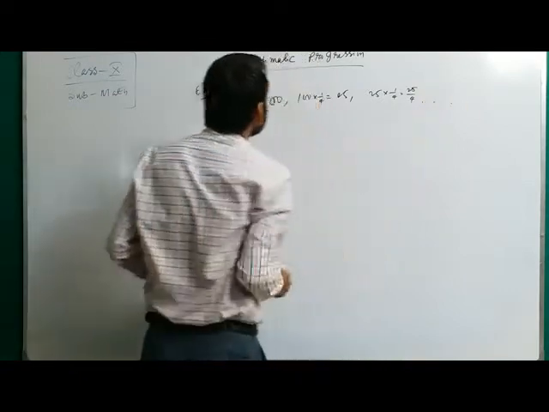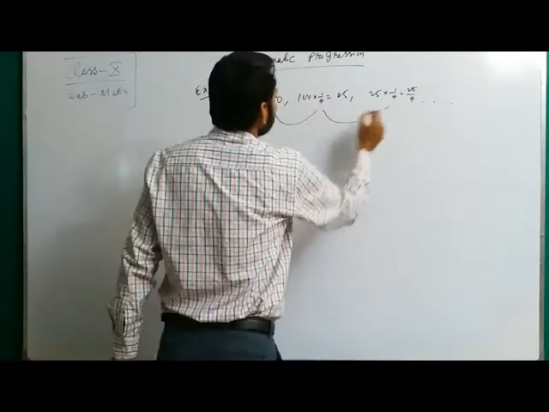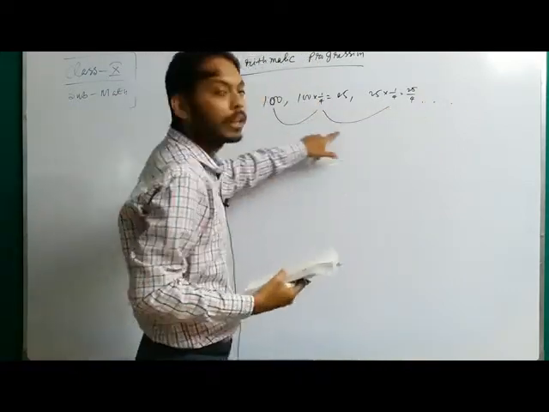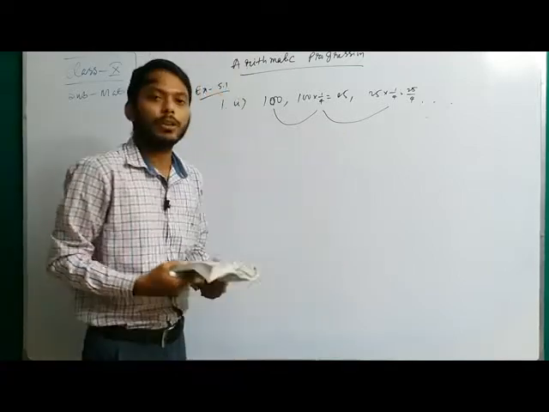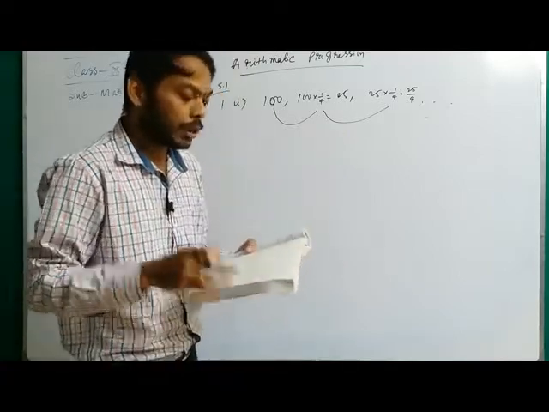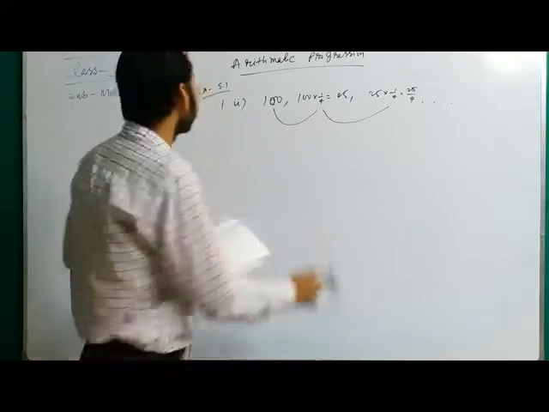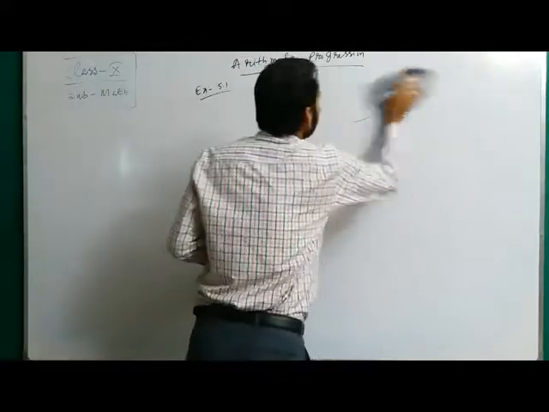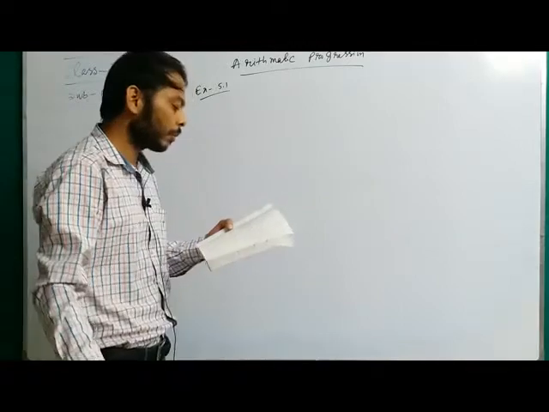So you can see that the common difference will change every time. Okay, so it will not form an arithmetic progression. In this way you can solve question number 3 and 4. Okay. Now go to question number 2.